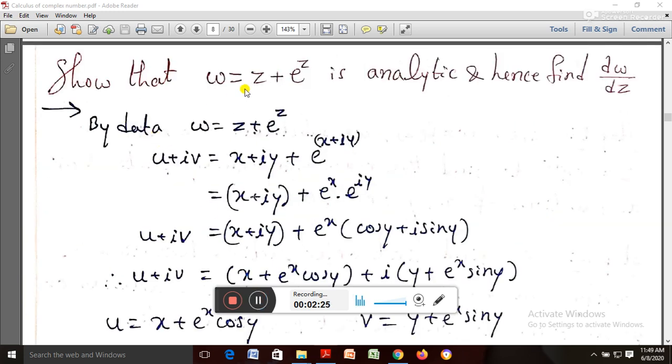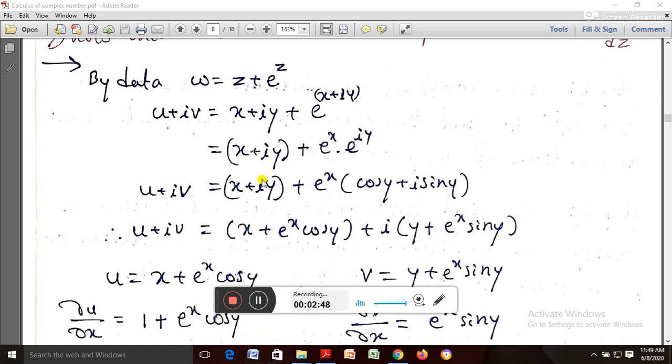The example is: show that w is equal to z plus e raised to z is analytic, and hence find dw by dz. The working procedure: first, given w is equal to f of z, so w is equal to z plus e raised to z. Then put w is equal to u plus iv and z is equal to x plus iy. So u plus iv is equal to x plus iy plus e raised to x plus iy. Then simplify to separate the real and imaginary parts.